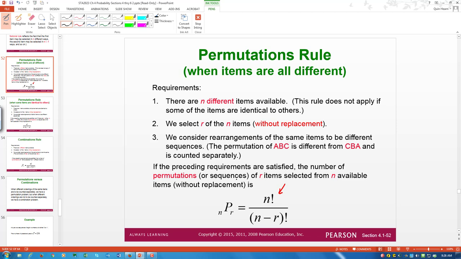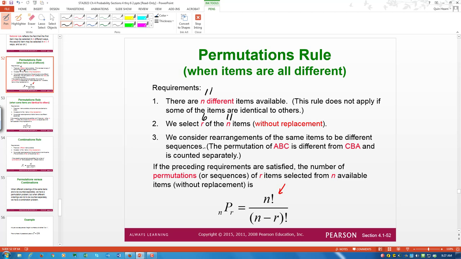We have to have n different items available. What items are we referring to in my example? Students. So we have 11 different students available. We're going to select r of n items. We're going to select 6 of 11 items without replacement. Do you know what without replacement means? Yeah, without putting them back. That's another way of saying there's no repetition. I can't choose one of you twice.